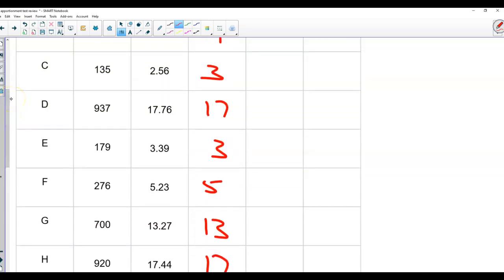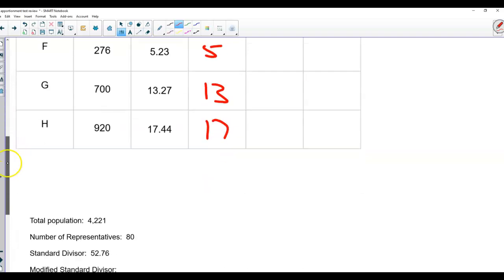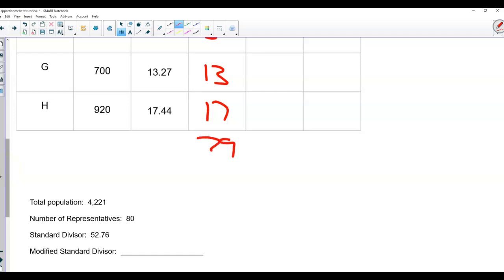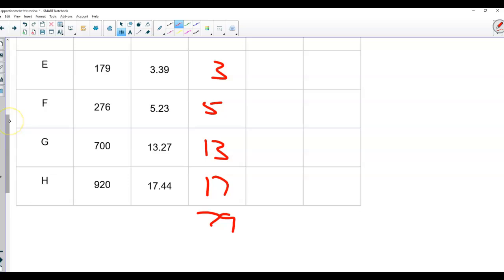Oh, I rounded wrong. Thank you. This should be rounded to 18. I apologize. So yeah, now my total is going to be 79. It's obvious which one has to move up. Which one is the closest to 0.5? It's H, and it's also one of the biggest populations, so it's going to move the quickest. I need to get H to 17.50. If I get H to 17.50, I'm good.